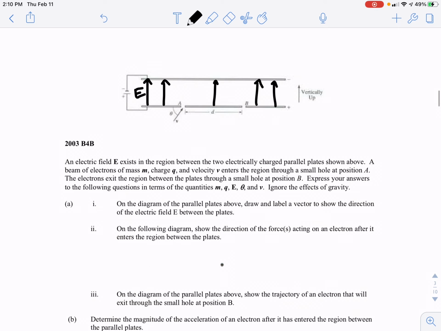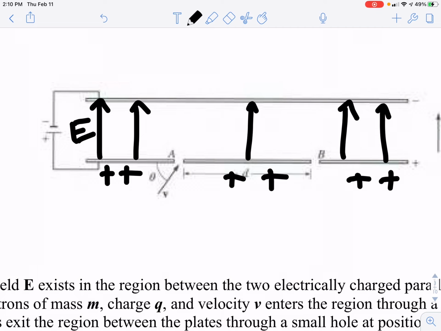Part A2. Draw on the following diagram, show the force acting on the electron after it enters the region between the plates. Well, the only force acting on this is an electric force, and that electric force is going down. That's because if this is the positive region and this is the negative region, then an electron that's fired into this region is attracted to a positively charged plate. Or you could say it's repelled from a negatively charged plate. Either way, it's forced down.